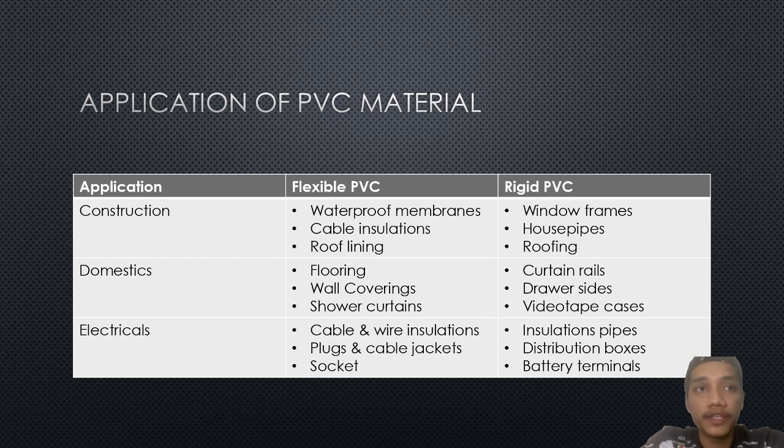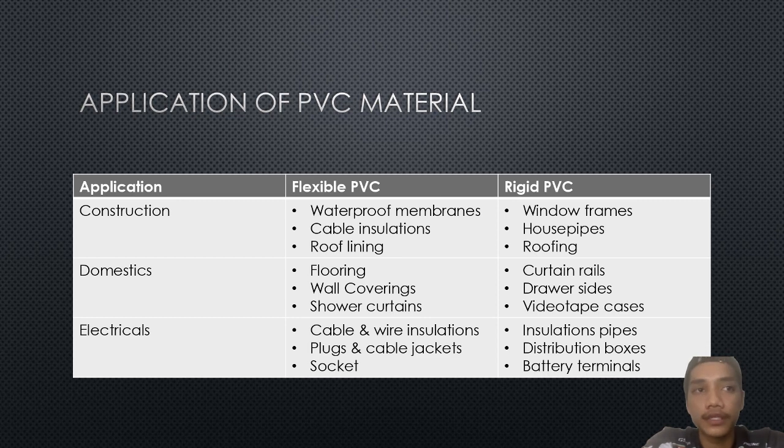This is the application of PVC material nowadays. We use it for construction. For flexible PVC, we use it for waterproof membranes, cable insulation, and roof lining. For rigid PVC, we use it for window frames, house pipes, and roofing. For domestic use, flexible PVC is used for flooring, wall covering, and shower curtains. For rigid PVC, we use it for curtain rails, drawer slides, and videotape cases.